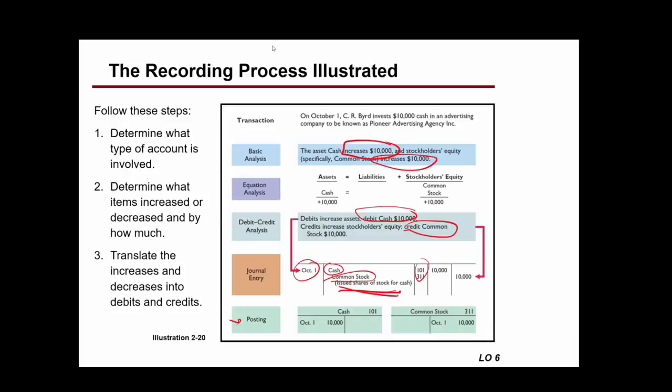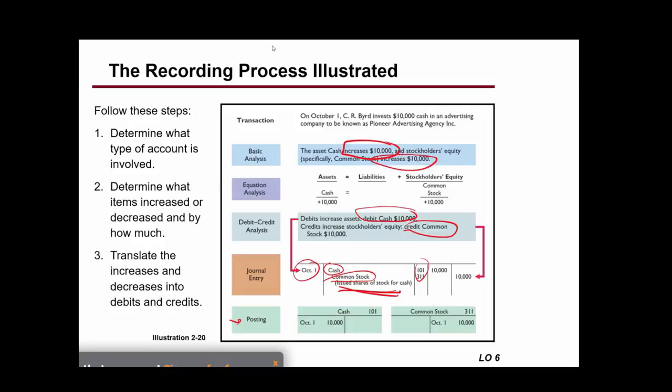What happened to cash? Cash has increased. What happened to common stock? It has also increased. So we debit. We know that assets, when assets increase, we debit them. And at the same time, when common stock increases, we credit the account. So we debit cash and we credit common stock, right?